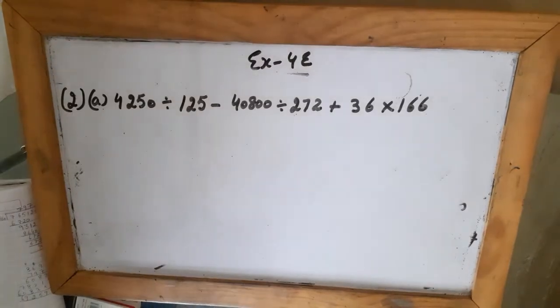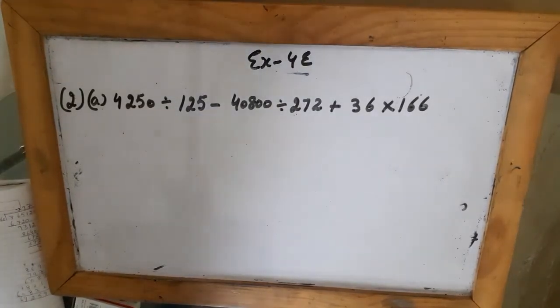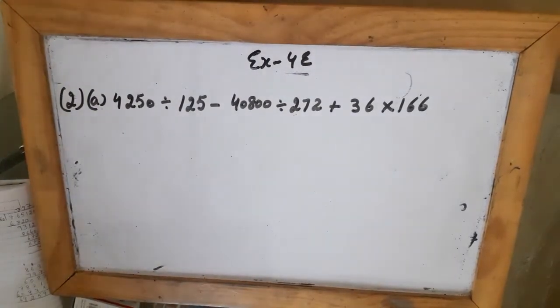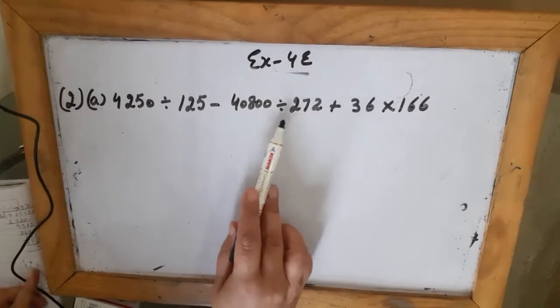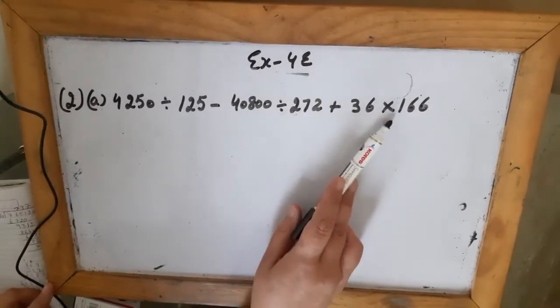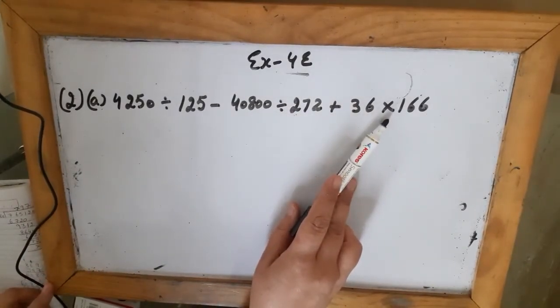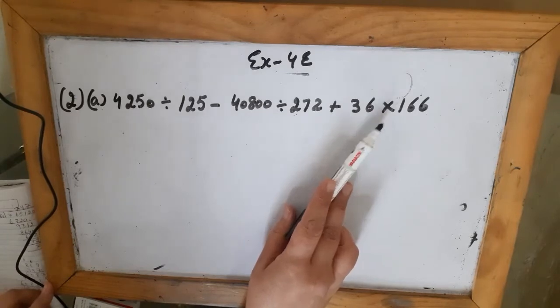Now the second question, A part. Now look at this sum. You have all the four operations in this. You have divide, you have minus, divide, plus and multiply. So all the four operations.